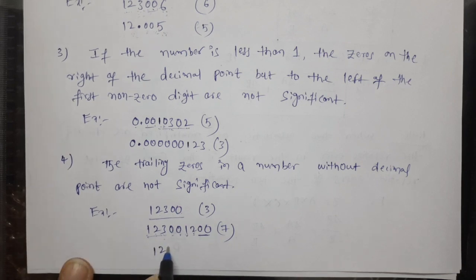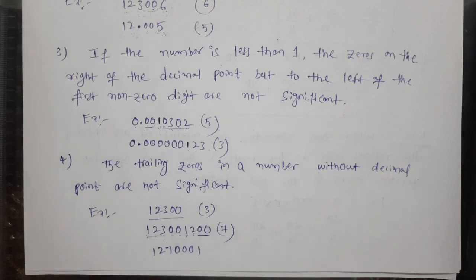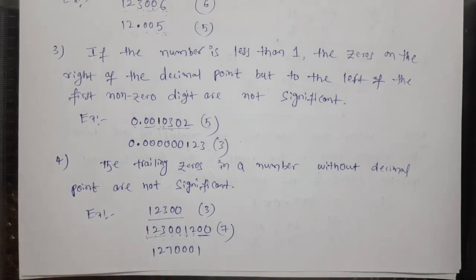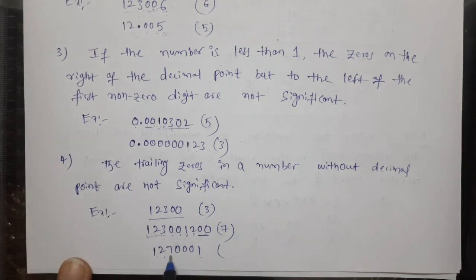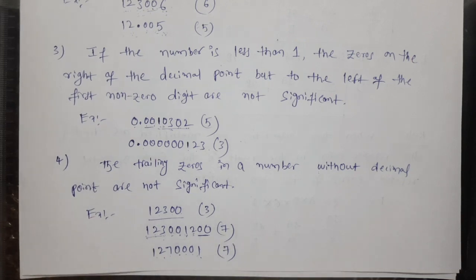Now 1, 2, 7, 0, 0, 0, 1. In this case, total how many significant figures are there? So 1, 2, 7, 1. These are significant figures, and these zeros are also significant because they are in between two non-zero digits. So total how many significant figures do we have? 1, 2, 3, 4, 5, 6, 7. 7 significant figures. So in this way, using the fourth rule, we can determine significant figures.